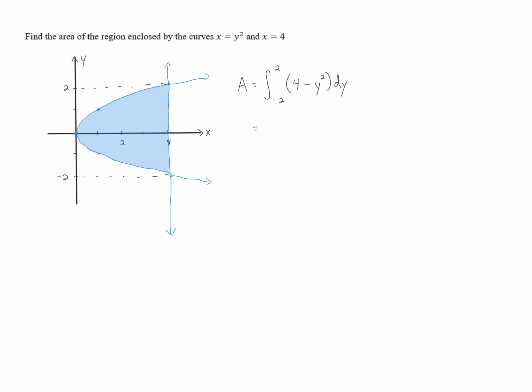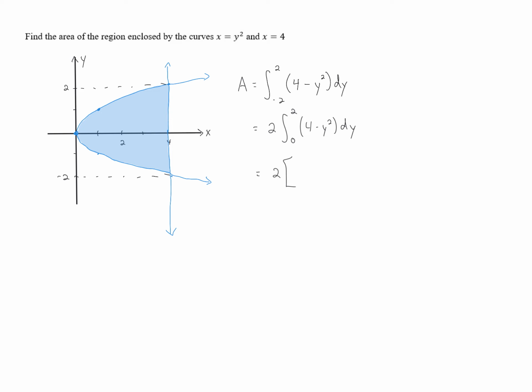In fact, we can use a little trick here. This is an even function, and we're integrating an even function where our limits of integration are opposites. So we can say that this is actually equal to twice the integral from 0 to 2 of 4 minus y squared dy. That makes our lives a little bit easier because plugging in 0 is easier than plugging in -2. So let's go ahead and anti-differentiate.